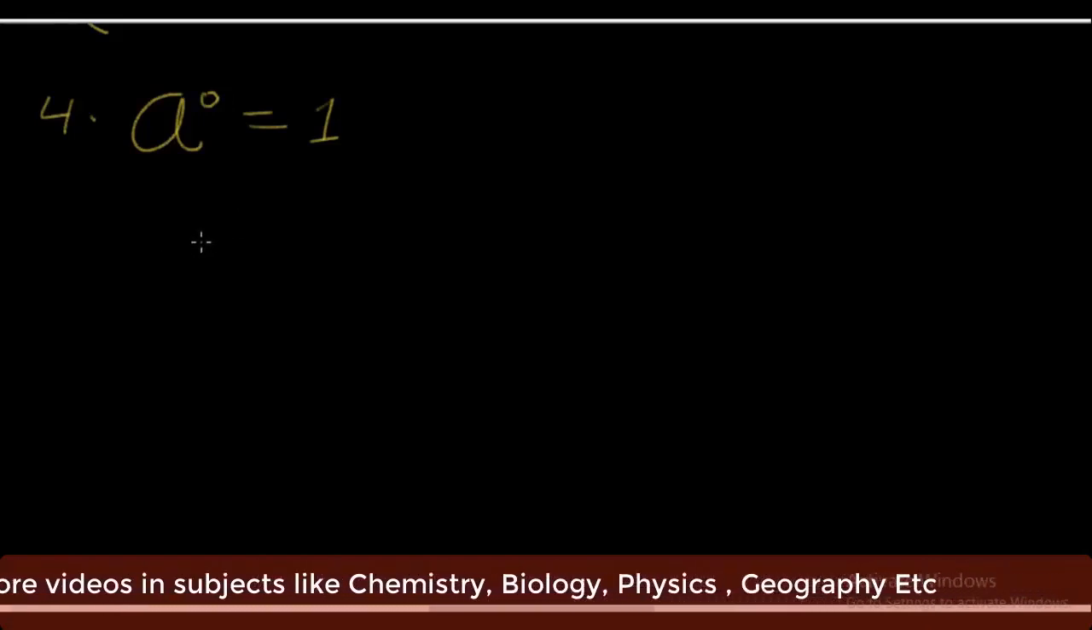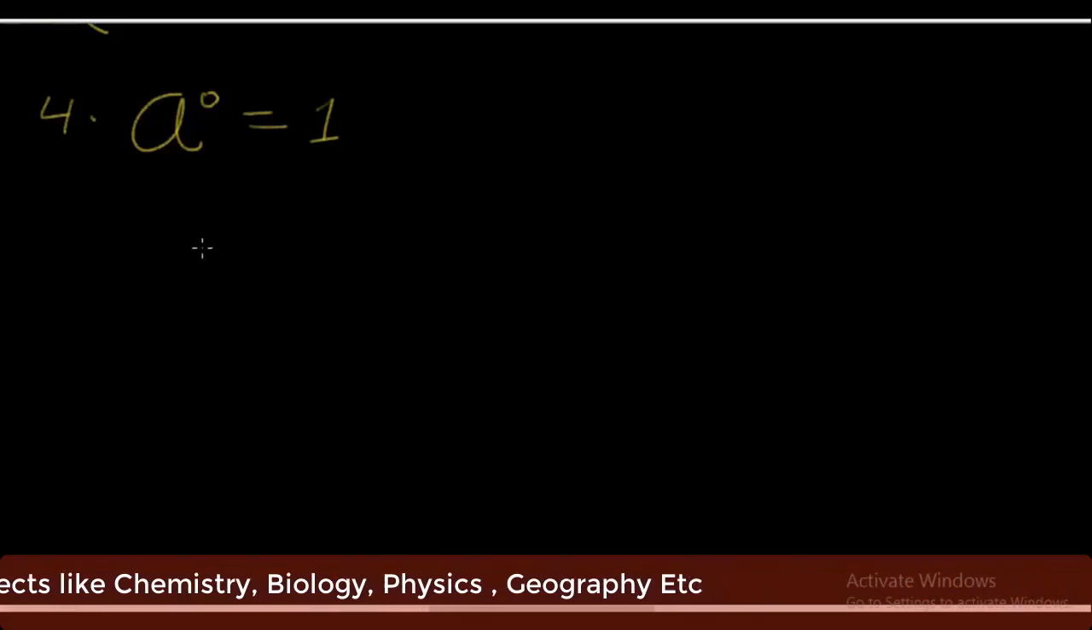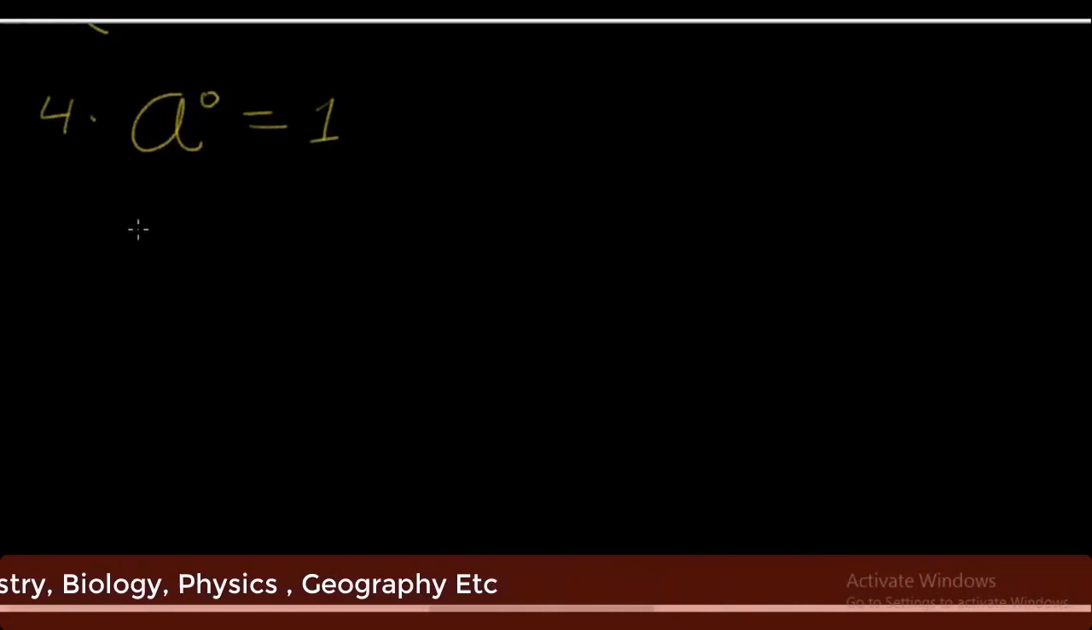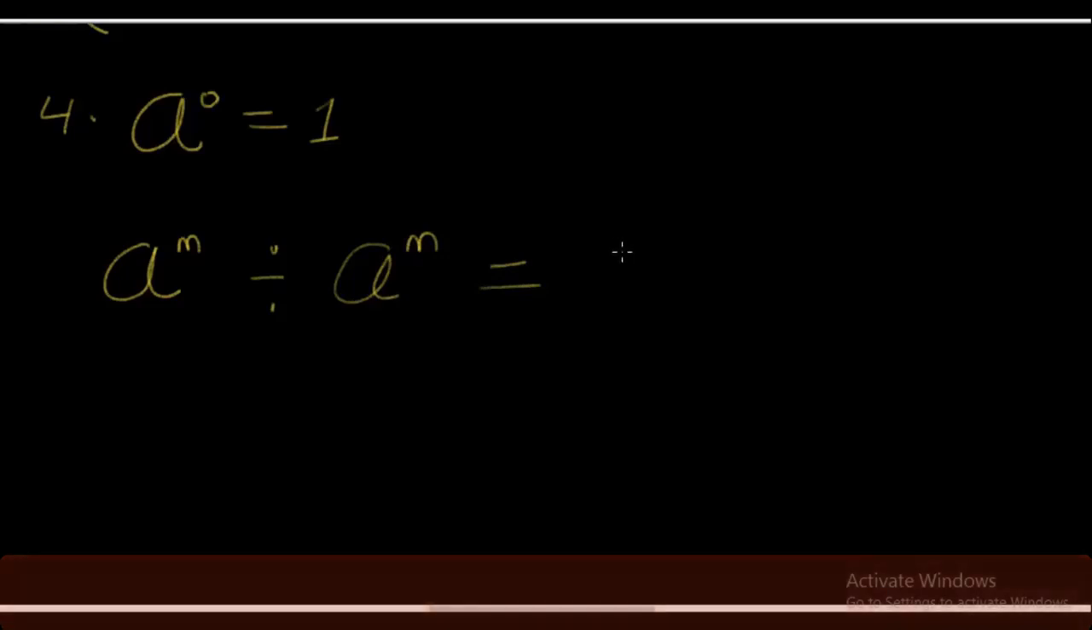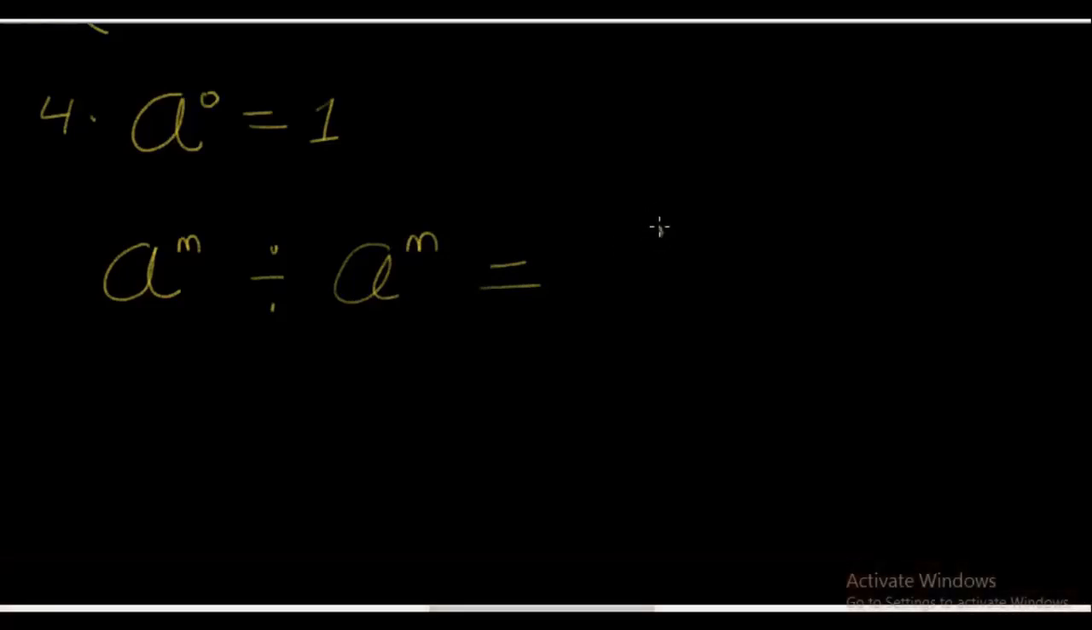Now, how do you come about these circumstances of a raised to the power 0? Take, for example, a raised to the power m divided by a raised to the power m. Let's follow the laws of indices. According to the law of indices, it becomes a raised to the power m minus m, and this becomes a raised to the power 0, and this is equal to 1.